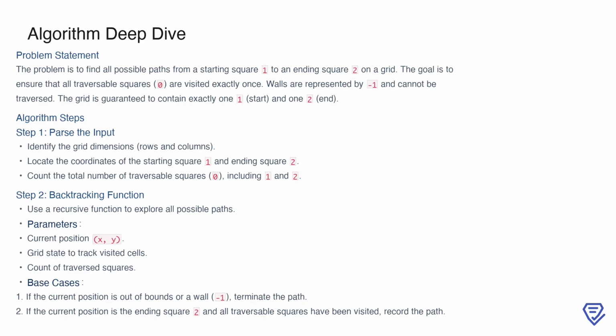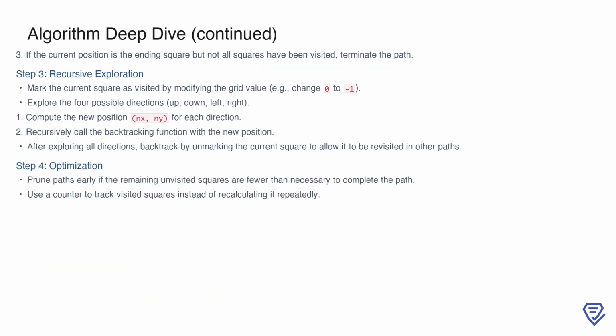We also define base cases for the recursion. If the current position is out of bounds or hits a wall, the path is terminated. If the position reaches the ending square and all traversable cells have been visited, we record that path as a valid solution. If the current position reaches the ending square but not all traversable squares have been visited, the path is also terminated, as it does not satisfy the problem's constraints.